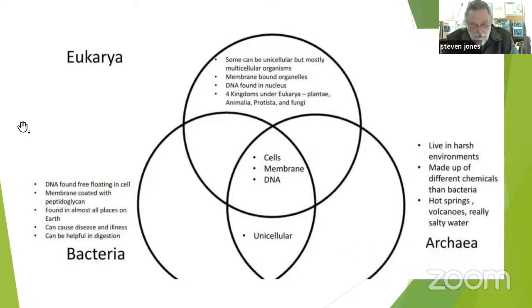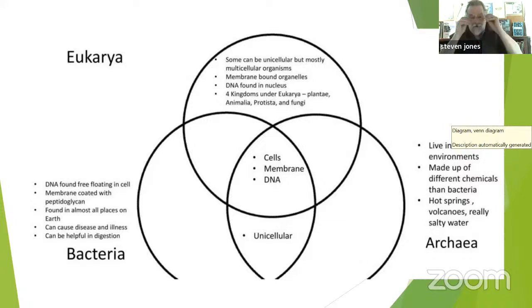In the bacteria, the DNA is found free-floating in the cell. There's a membrane surrounding the cell. You find bacteria just about everywhere on the Earth. They can be good, they can be bad, they're absolutely essential in our digestion, and they're a very important part of all ecosystems. The archaea are made up of different chemicals. They have cells, membranes, and DNA, and they're unicellular. You find them in hot springs, in volcanoes, in really salty water, in thermal vents on the ocean floor.